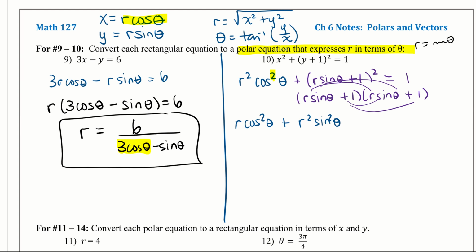And then we'll have r sine theta times 1. And then we'll have that same thing again. So we'll have twice r sine theta, because I have that same term twice, plus 1, and then that equals 1. So what does this mean?